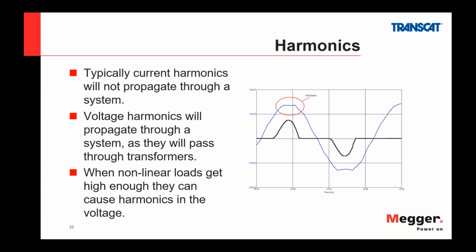Typically, current harmonics will not propagate through a system. Voltage harmonics will, as they pass through the transformers. When nonlinear loads get high enough, they can cause the harmonics in the voltage. In the example we see to the right, we see flat topping. The current draw at the peak of the wave is too high for the transformer to deliver. Thus, the voltage at the peak of the wave is reduced.